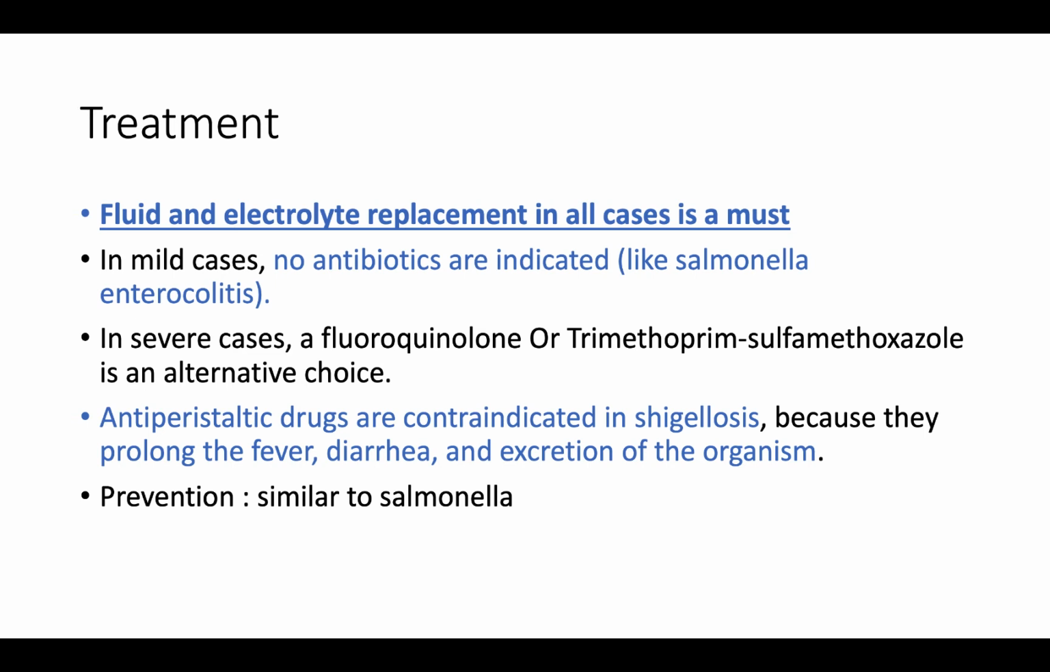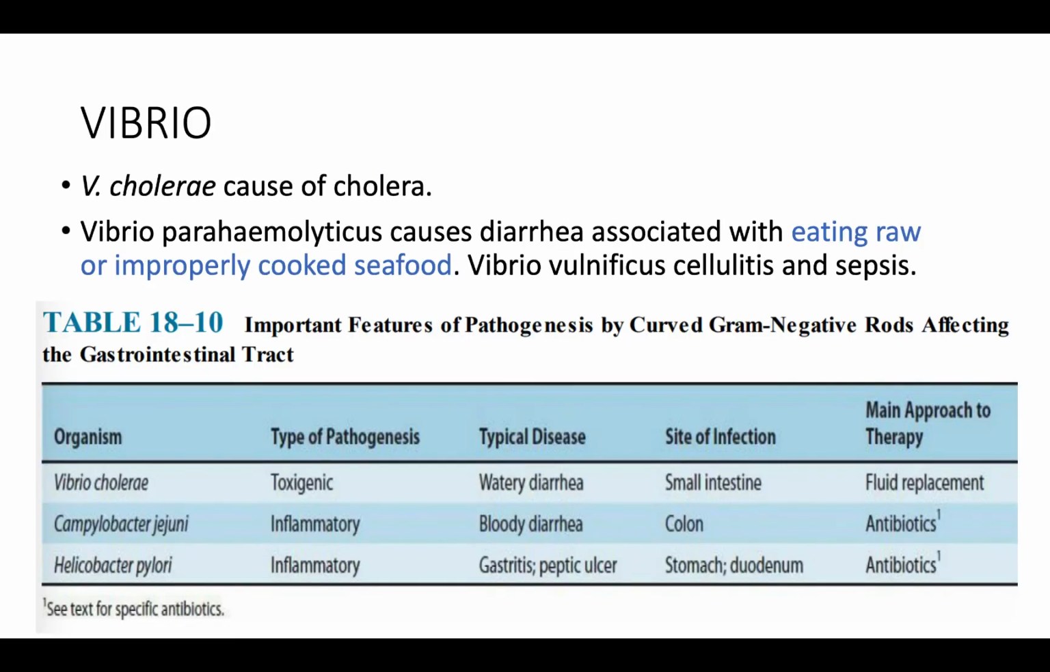Prevention, as we said in the table, is similar to what we saw in Salmonella. There's no vaccine. Now, cholera: Vibrio cholerae is the cause of cholera. We also have Vibrio parahaemolyticus, which causes diarrheal disease associated with eating raw or improperly cooked seafood. And then we have Vibrio vulnificus, which causes cellulitis and sepsis. What we are discussing here is Vibrio cholerae. The type of pathogenesis is very important.